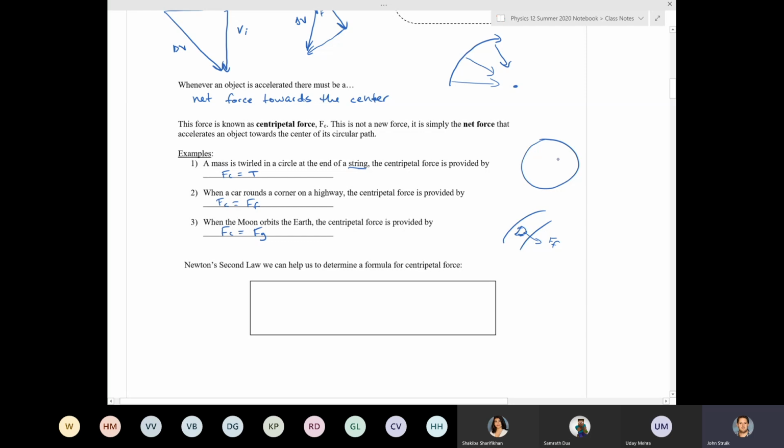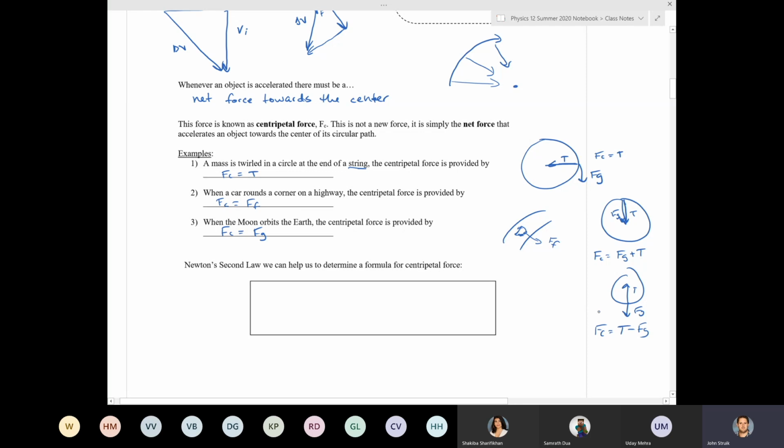Okay, so it's still attached to a rope. At this point right here, you have tension going this way, you have gravity going this way. So in this case, FC would equal tension. At the top of the arc, you have tension going down, but you also have FG going down. And so your FC would equal FG plus FT, because it's both. And then at the bottom of the circle, you have tension going up and FG going down, and your FC would equal T minus FG.